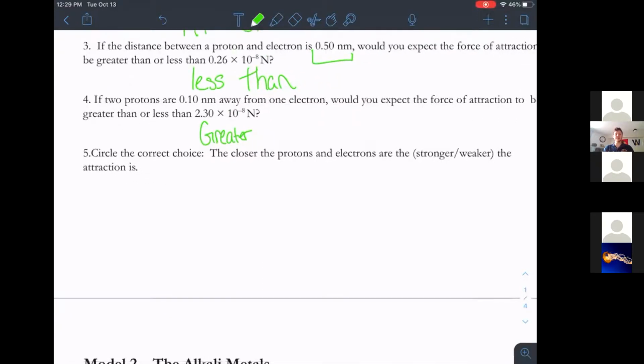And then the last one we're going to do together, and then I'm going to let you go on your own for the next couple pages, is circle the correct choice. The closer the protons and electrons are, the stronger or weaker the attraction is. So what do we think? Do we think it's going to be stronger, or do we think it's weaker? Why don't you guys send me a answer. Stronger. Oh, even better. Perfect. So it's going to get stronger. So the closer they are together, the stronger the attraction is going to be, because they're closer, that attraction is going to get larger.